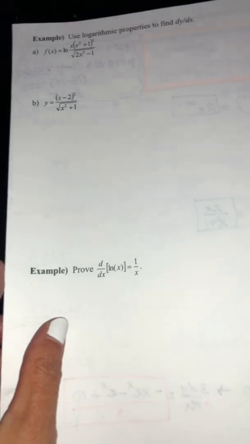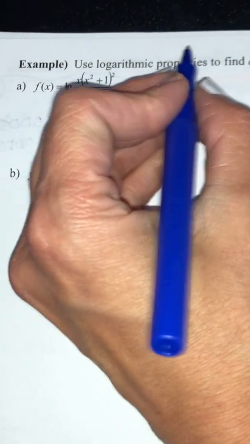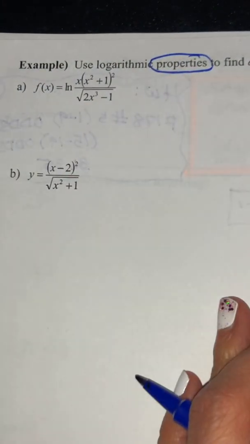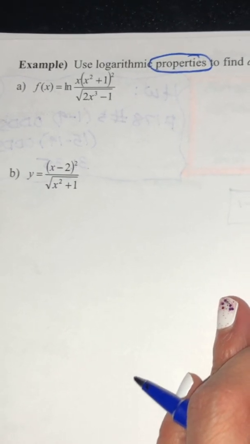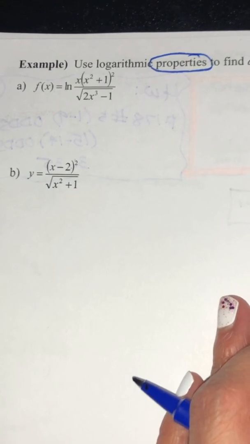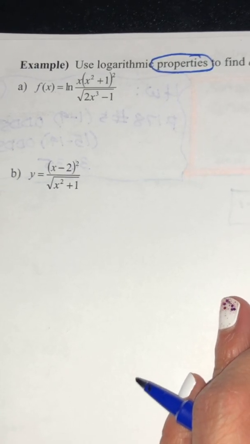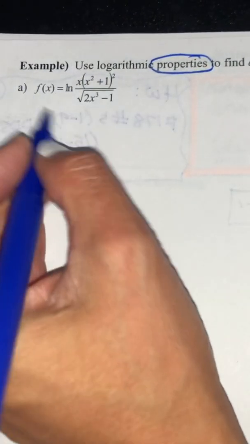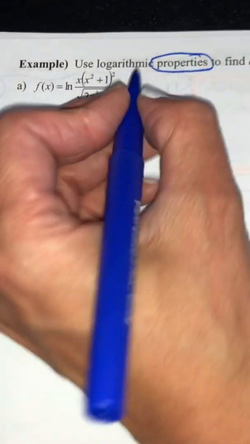Flip it over. All right, it says to use logarithmic properties, like what we looked at in the warm-ups, to find dy dx. So we have f of x equals the natural log of x times (x squared plus 1) quantity squared, all over the square root of 2x cubed minus 1. So first of all, we need to expand this because we can't take a derivative in that format.